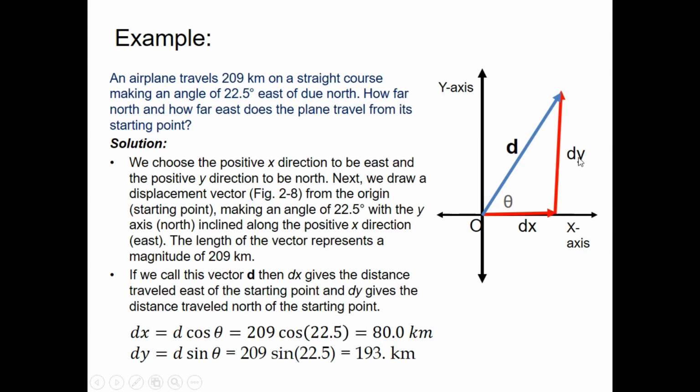Now if I divide dy by d, this will be the sine of the angle. And if I divide dx by d, it will be cos. So from that I can conclude that dx is d cos theta and dy is equal to d sine theta, and therefore I substitute and find out the values. This is the position towards the east, 80 kilometers, and 193 kilometers towards the north.